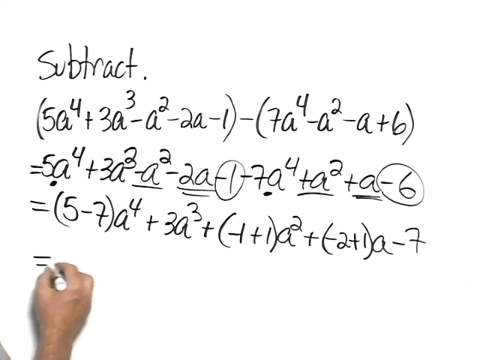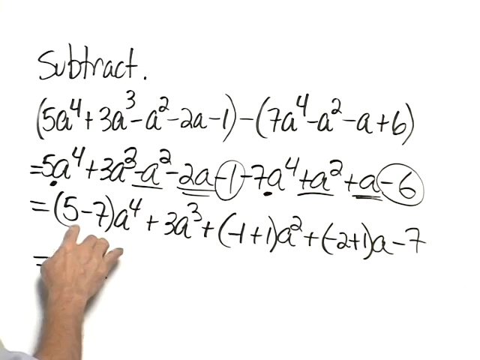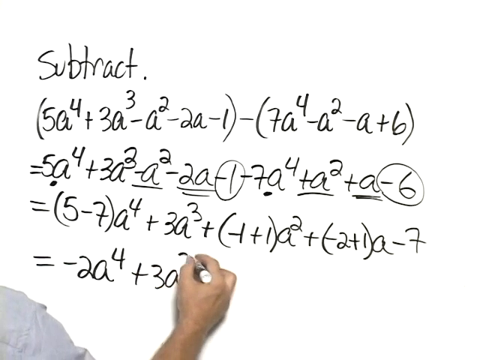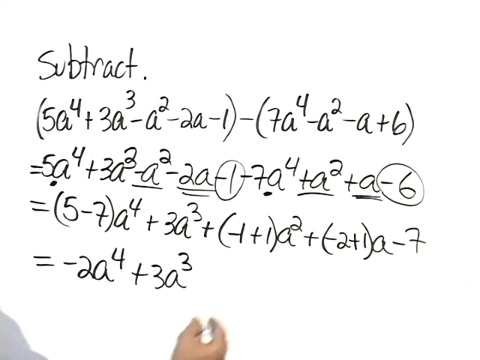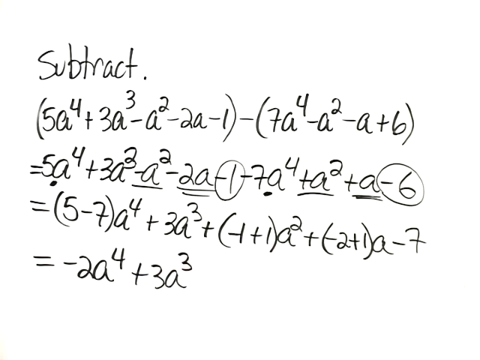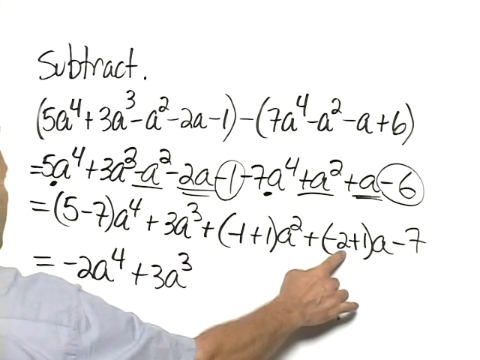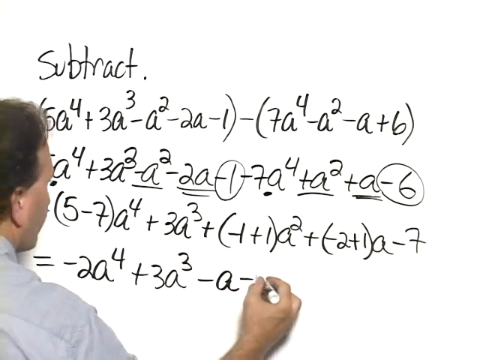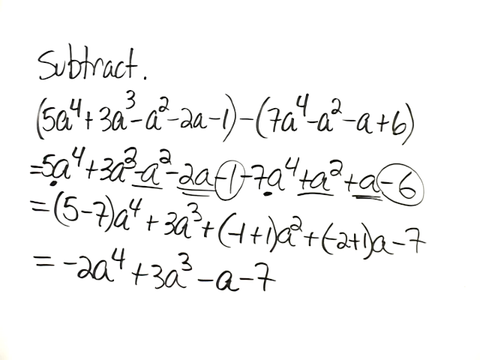Our final answer will be, when we simplify, 5 minus 7 is negative 2a to the fourth plus 3a cubed. Negative 1 plus 1 is 0. 0 times a squared is still 0, so there's no term that we need to write there. Negative 2 plus 1 is negative 1 in front of the a. Negative 1a, we really just write as negative a, and then we have the minus 7 at the end.